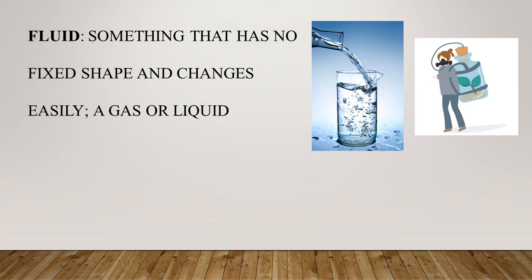Next, fluid. A fluid is something that has no fixed shape and changes easily. A gas or a liquid. Think about, let's say, water. You can pour it. You can put water into any vessel, a big jar, a small cup, a bottle, a bowl, and it's going to form that shape. Same thing with gas. It's going to conform to the place it is put.